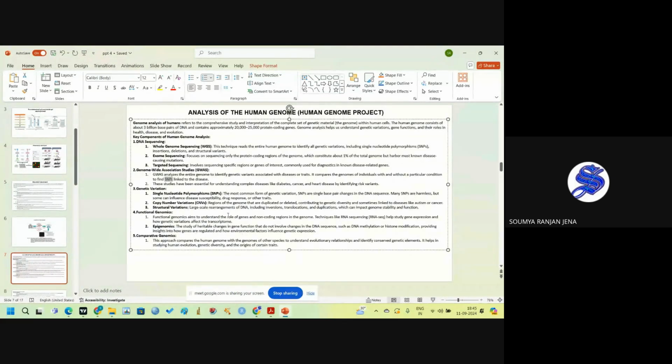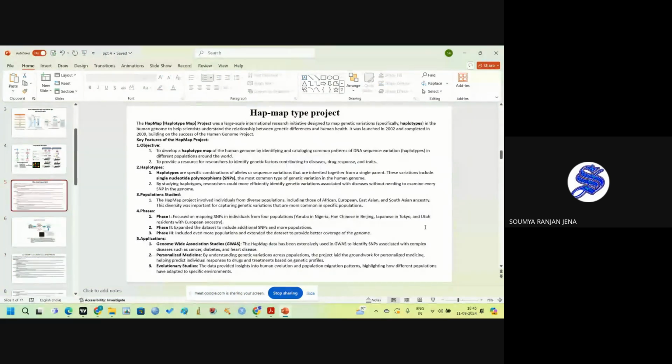And the structural variation is the large scale rearrangement of DNA, including inversion, where one DNA portion is inverted, and translocated. Different types of translocation or duplication of this genome impact genome stability and also the function.